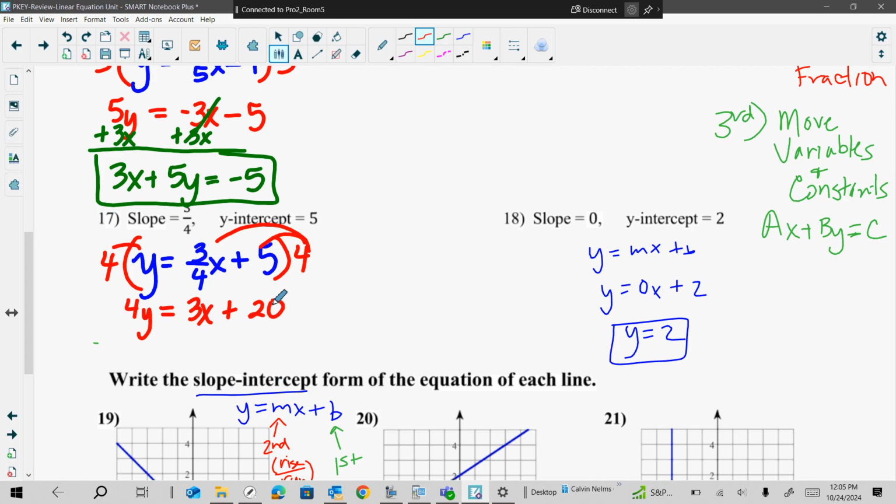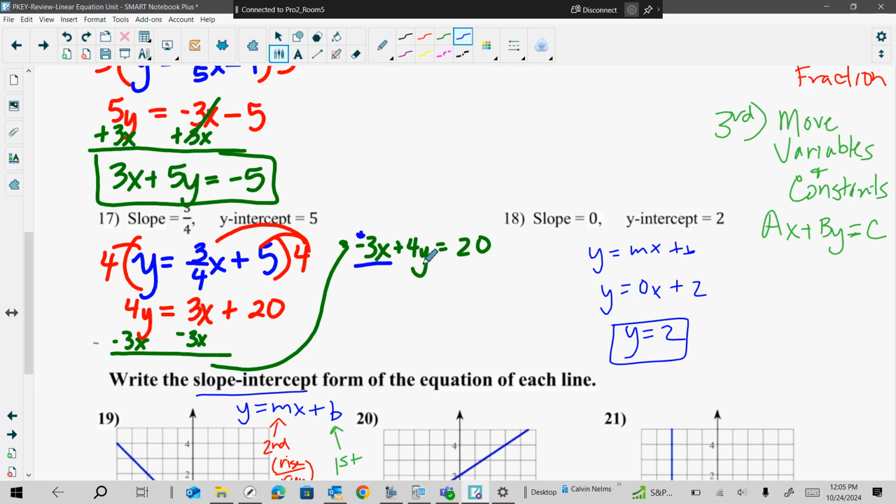All right, now we have to get the x and y terms on the left, so that's going to say minus 3x. I'm going to rewrite it here to the side. That's a negative 3x plus 4y equals 20. And we can't have our lead term be negative. That can't be. So that means we have to divide everything by negative 1. So positive 3x minus 4y equals negative 20. That is our standard form.